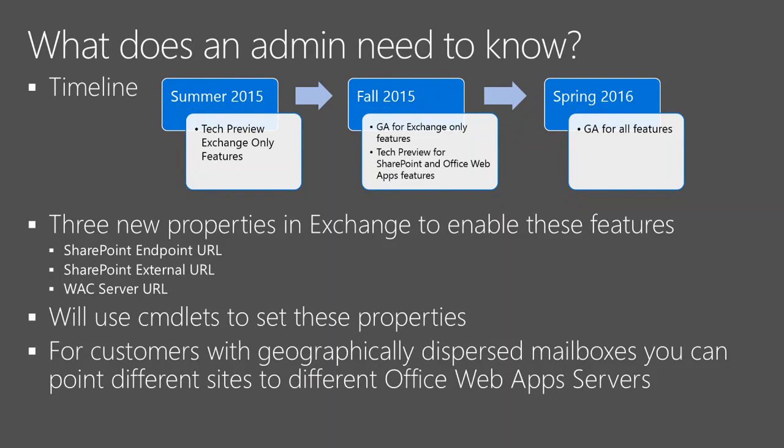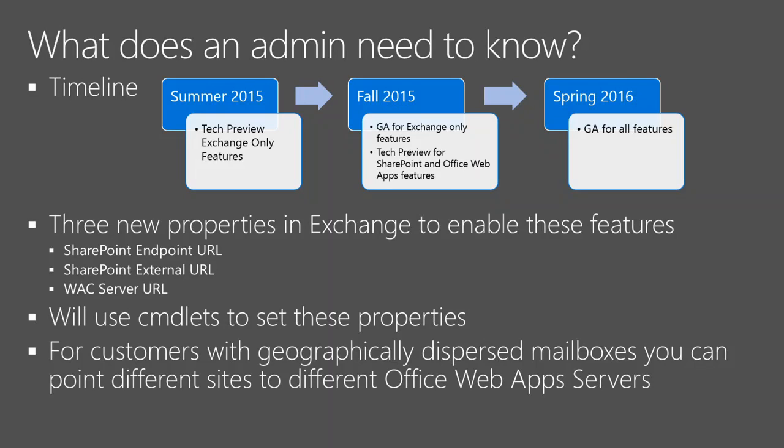So I'm going to talk a little bit about the setup that we're looking at right now. These next couple of points are purposely vague because we're still finalizing where we're going to put it and how we're going to set everything. We basically will have 3 properties in Exchange that will enable these features. You'll have your SharePoint endpoint URL, which is just pointing to your SharePoint deployment so it knows where OneDrives are located. You'll have what's called a WAC server URL, because we internally call it WAC. And you have a SharePoint external URL.